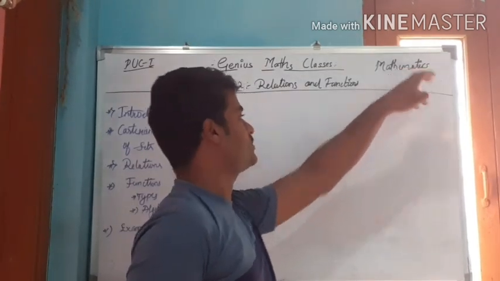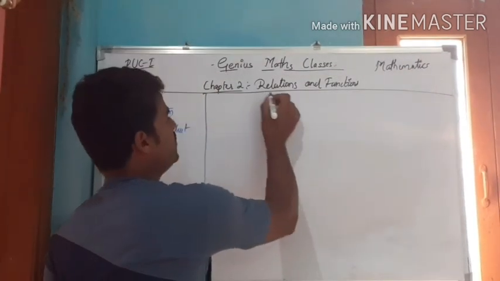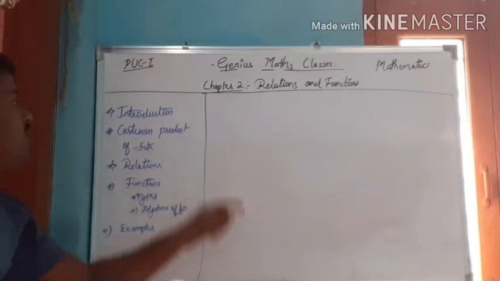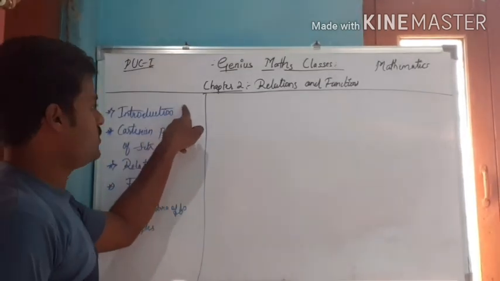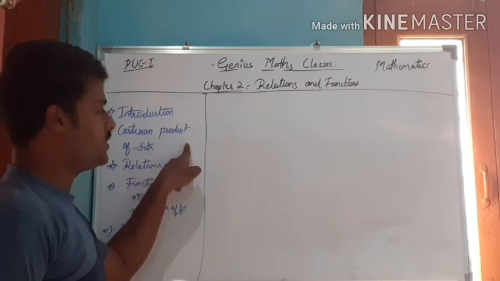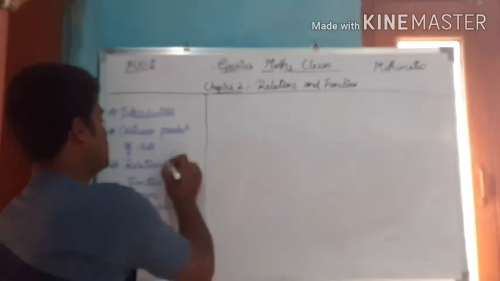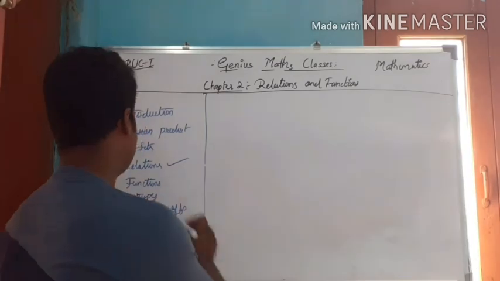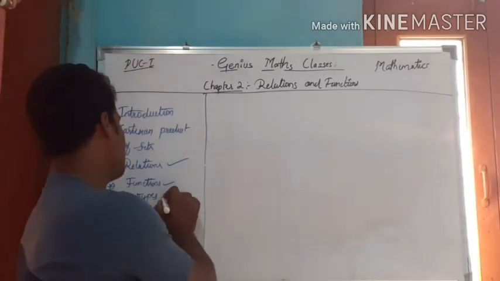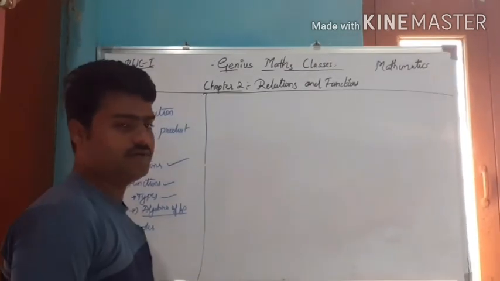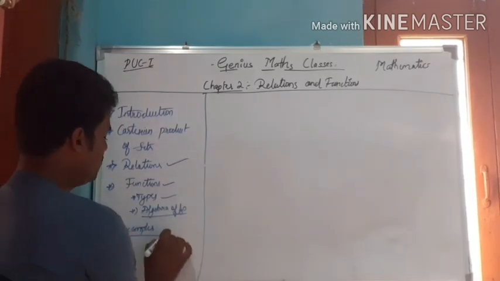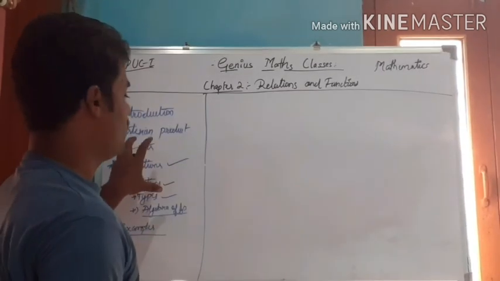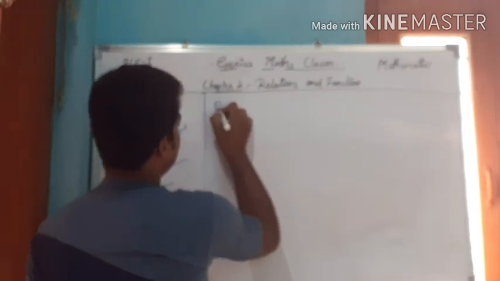So, class PUC first year, subject Mathematics. We are discussing the chapter Relations and Functions. In that chapter, we have already discussed introduction and Cartesian product of sets. So, in this class, I am going to discuss about the relations, functions, the types of functions, and the algebra of functions. After all that, I am going to discuss some examples based on very important problems. Okay.